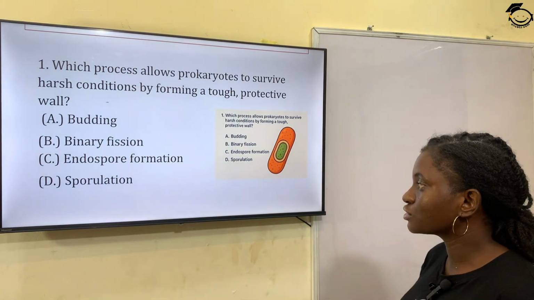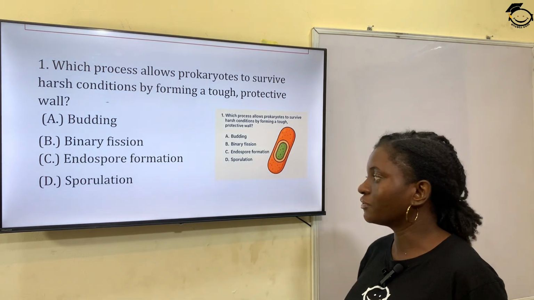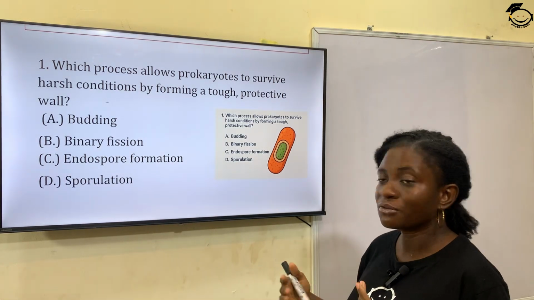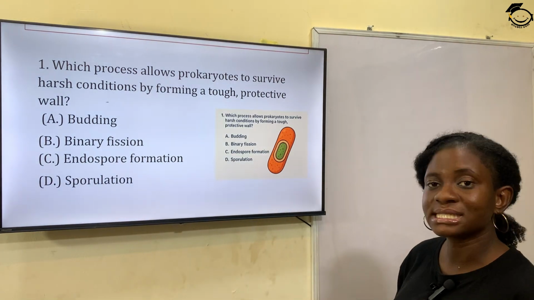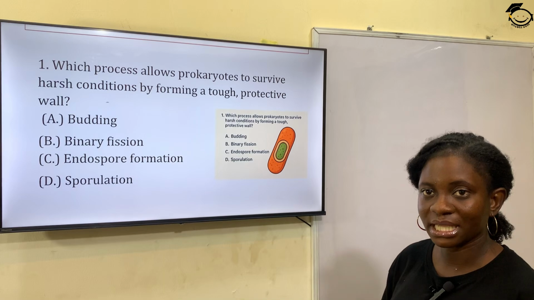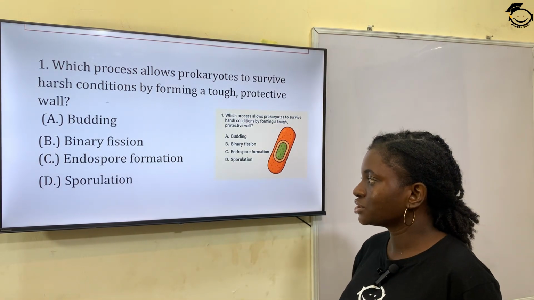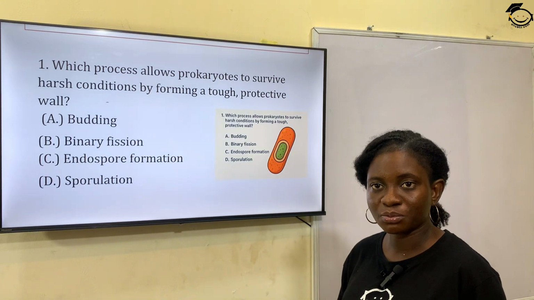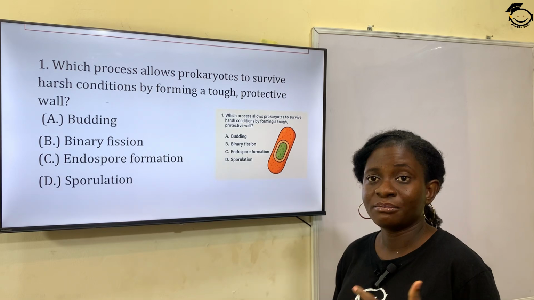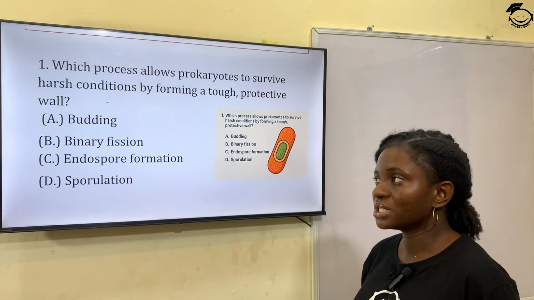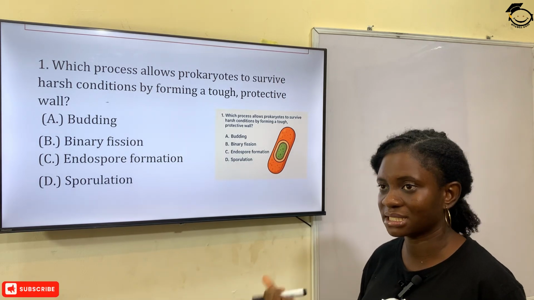Option C, endospore formation. From the name, that's formation of spores and is a major survival mechanism in bacteria. Option D, sporulation. Sporulation is also formation of spores, but is found in plants and fungi. So it's not really specific to prokaryotes, that's bacteria.